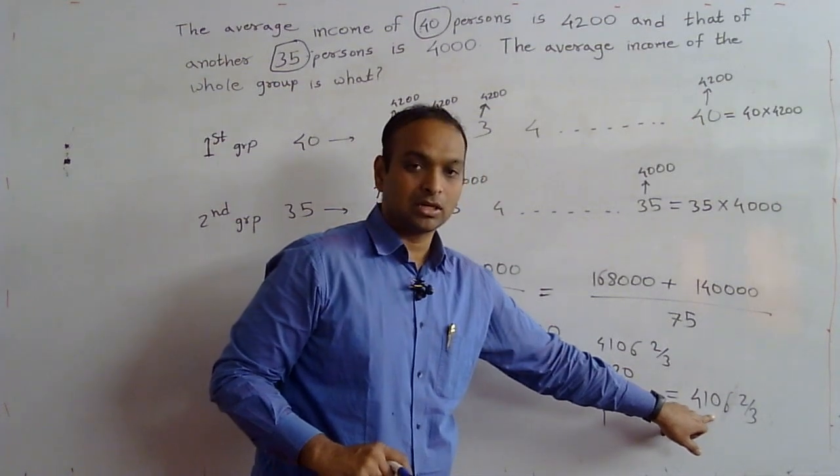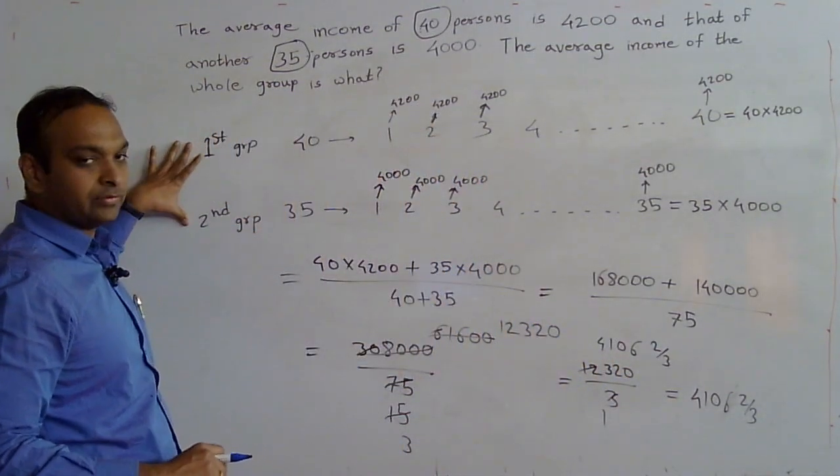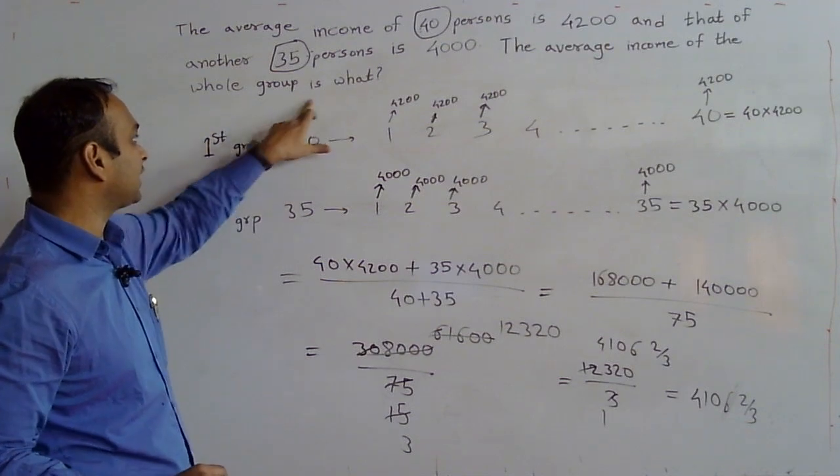So this is the average income of the entire group if we combine both the groups. That is our final answer.